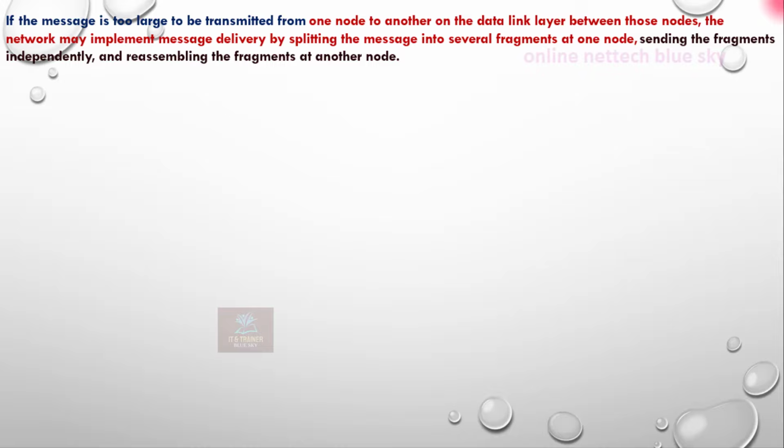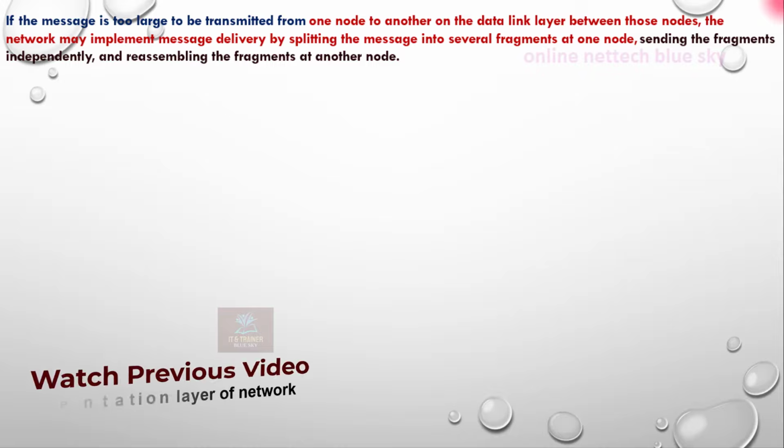The network may implement message delivery by splitting the message into several fragments at one node, sending the fragments independently, and reassembling the fragments at another node, with one type of framing system.